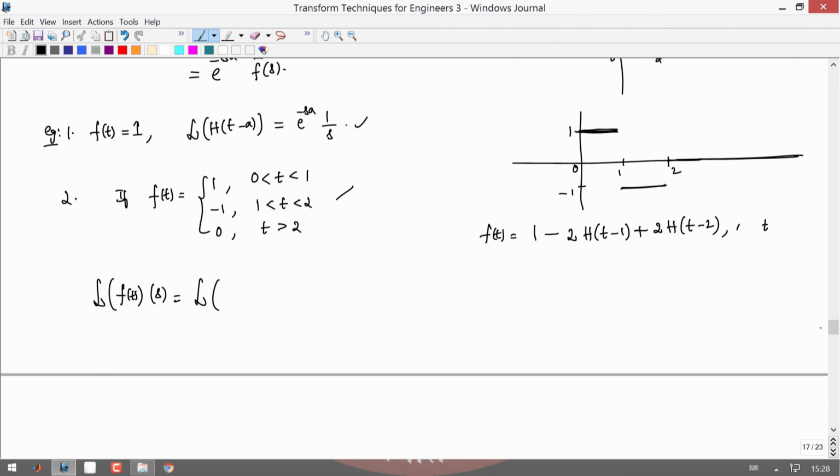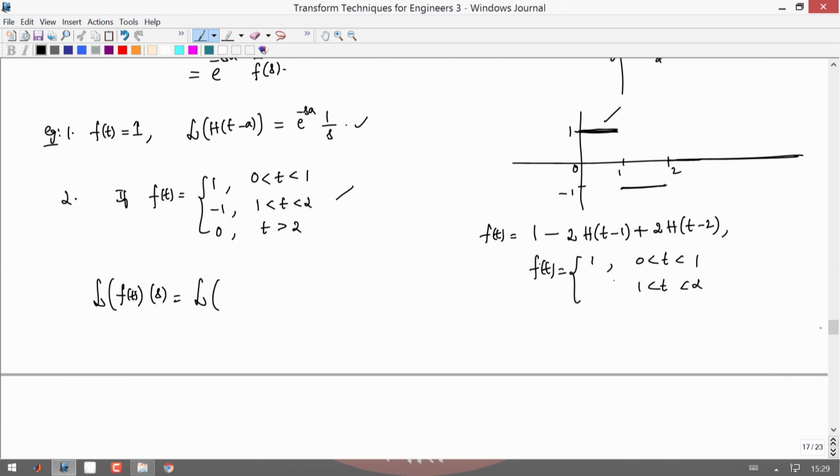If t is between 0 and 1, what happens? If t is between 0 and 1, t minus 1 is negative, so that term is 0, and this one is also negative, so it is 0. So, both are 0 here, so it is 1. So, this is clear. We can easily see f of t is 1 if t is between 0 and 1. If t is between 1 and 2, what happens here?